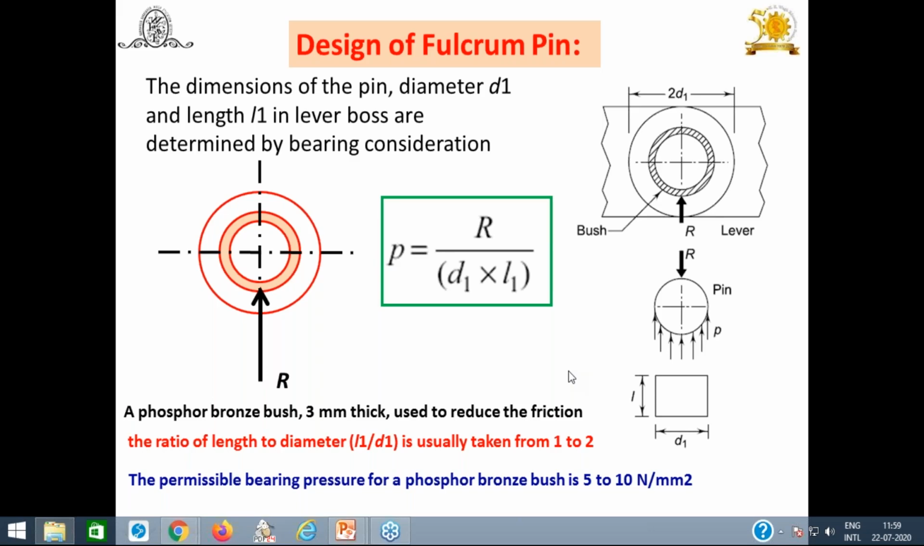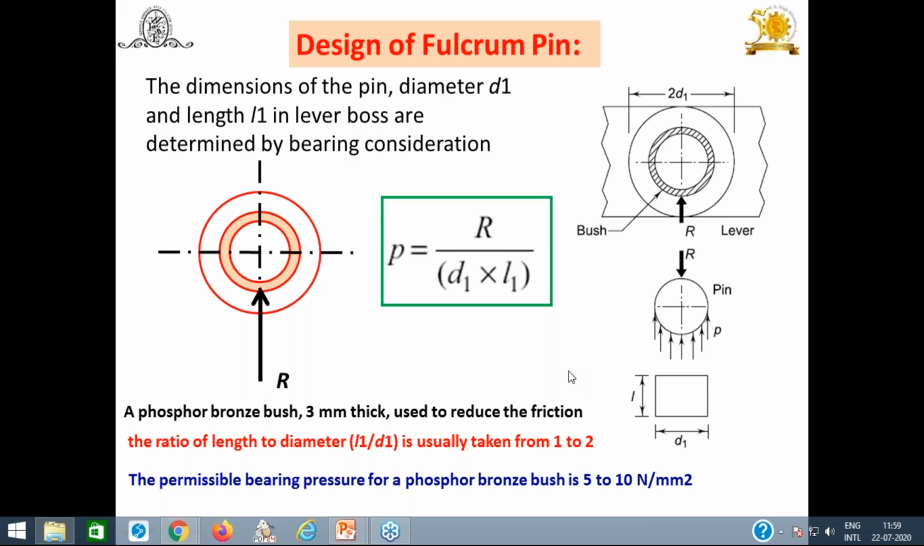There are two criteria. One is the bearing consideration. Why bearing? There is relative motion, and the bearing pressure is equal to reaction upon d1 into L1. d1 is the diameter of the pin, L1 is the length of the pin. The projected area is considered in this case. If you substitute the value of bearing pressure, you will get d1. d1 and L1 have a relation in the range of 1 to 2.